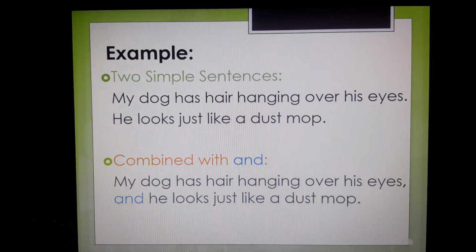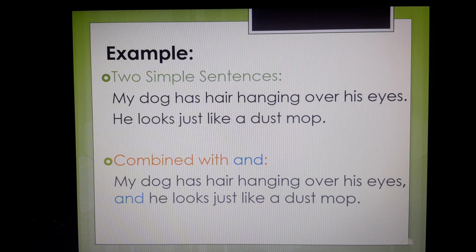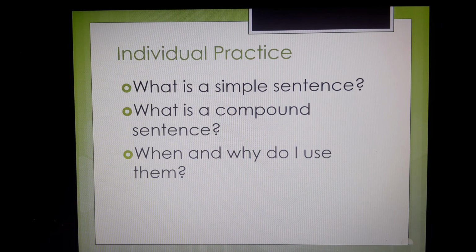Here's another example using the coordinating conjunction and. My dog has hair hanging over his eyes. He looks just like a dust mop. We can combine these sentences with the coordinating conjunction and it would look like this. My dog has hair hanging over his eyes, and he looks just like a dust mop. Remember, the comma comes at the end of the first independent clause before the conjunction.